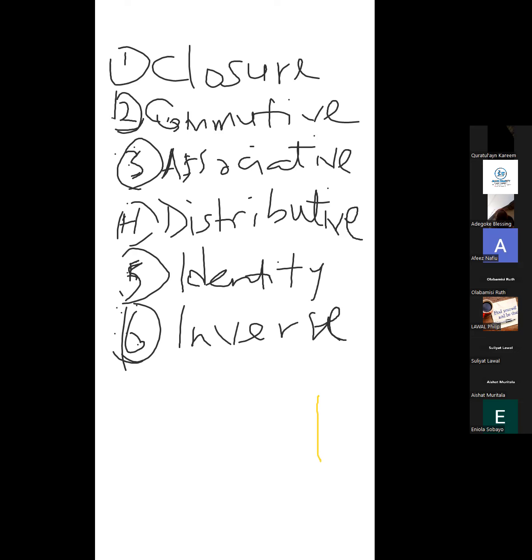Closure. What is closure? Closure is the property that says that when you operate on a particular set of number, your answer should also be part of that set of number. I'm going to go back to the previous slide and we're going to see an example of that. Your answer that you will get must also belong to that set of number. Once that is satisfied, then you say you have closure property satisfied.